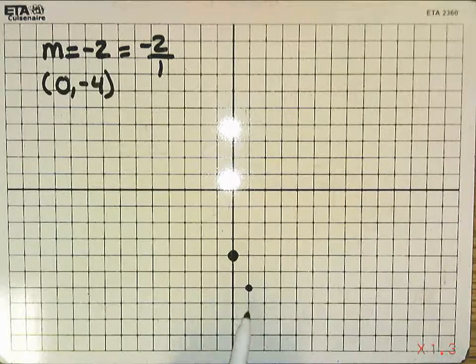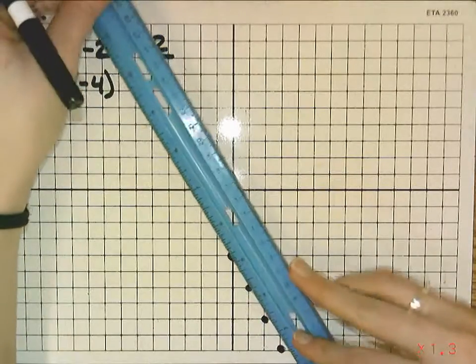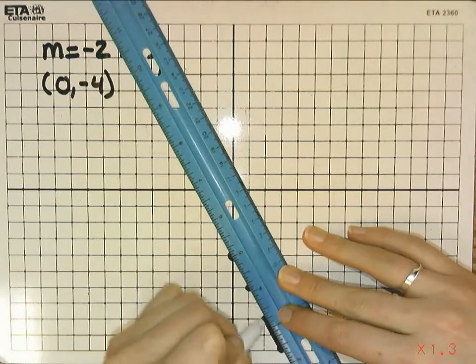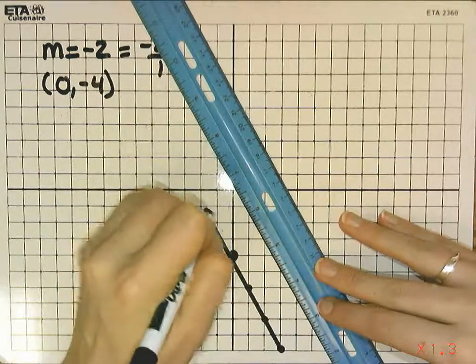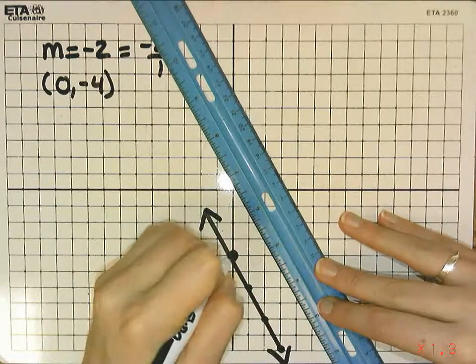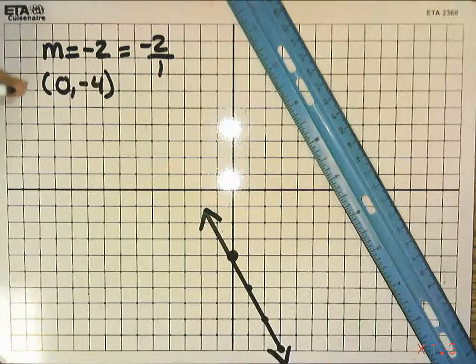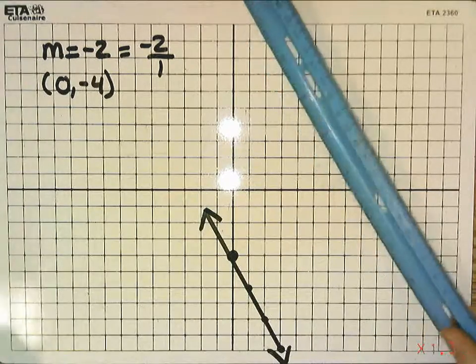I'm going to do that a couple more times to give myself a couple points to work with so that it's easier to draw my line. I'm going to grab a ruler because we always draw lines with a ruler. I'm going to add arrows to my graph. And there's my line. So that's how you can use your slope and your y-intercept to graph your line.